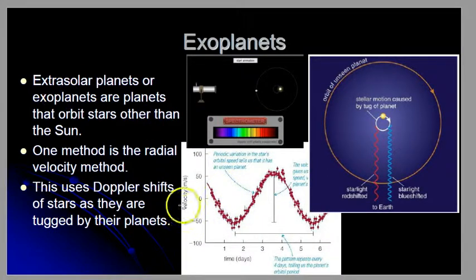So here we've got a plot of the velocity of a star with respect to us over time, and you can see it's wobbling back and forth. And this wobble back and forth indicates that there is a planet orbiting it, causing it to wobble.